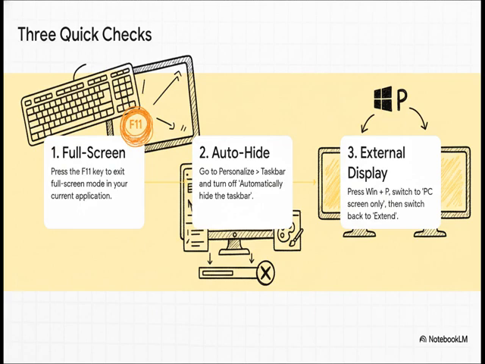Just right-click on your desktop, go to Personalize, then Taskbar, and make absolutely sure that Automatically Hide the Taskbar is switched off. And finally, if you're using more than one monitor, press the Windows key and P at the same time. Try switching the view to PC screen only, and then switch it right back to Extend. That little refresh often snaps a lost taskbar back to your main screen.